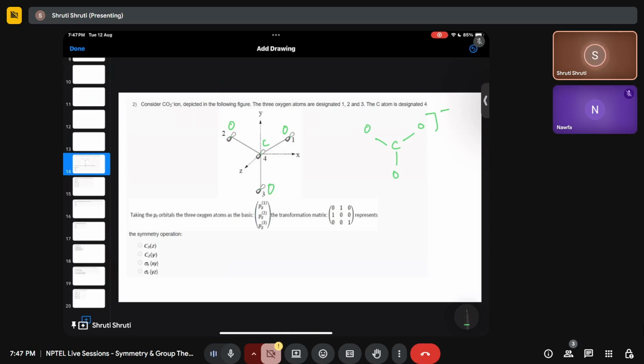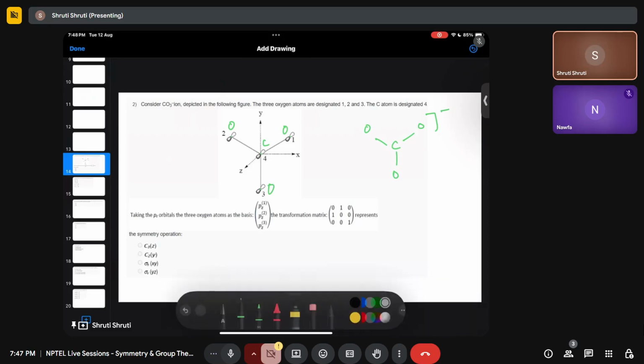Taking the pz orbital of the 3 oxygen atoms as the basis. So you have to take the pz orbital. Now here you should recall what I told you: we can do transformation with a matrix. We can multiply the transformation matrix to any bond or any orbital or the atom itself. So in this question we are doing transformation of the orbital. Which orbital? Pz orbitals of which atom? Of all the oxygen atoms. Okay.